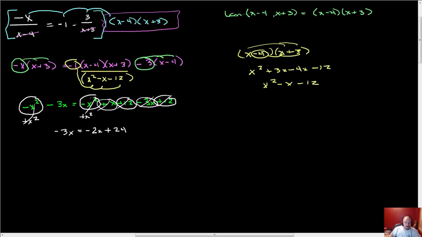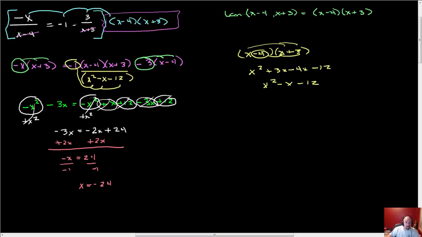Finally, we're going to add 2x to both sides because it'll probably be the easiest to do that. We get negative x is equal to 24. Dividing both sides by negative 1, we get x is negative 24. So now, is negative 24 the answer?